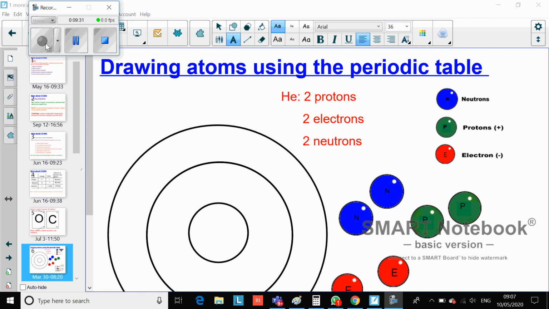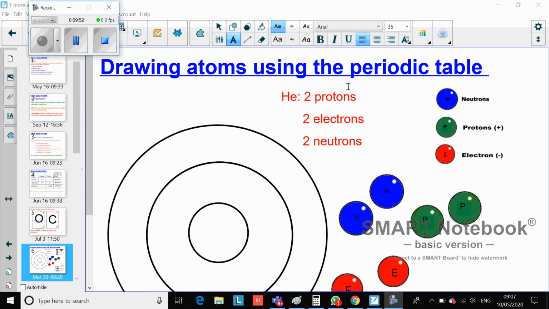Okay, so what we can do is arrange atoms and show how they're arranged in a particular way. So, drawing atoms using the periodic table. Now, to help you with this, you might want to pull up the periodic table on another screen, or in a revision guide. And I'll explain why in a minute.